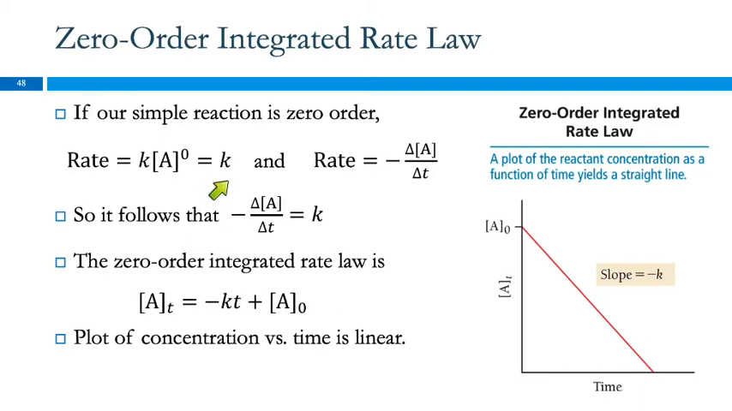The differential form ends up being this: negative change in concentration over change in time is equal to the rate constant, from putting these two ideas together. And then when we integrate that, we get this. The concentration at time t is equal to negative kT plus the initial concentration. And so we plot concentration versus time, and we get a linear plot, and the slope is equal to the negative of the rate constant.